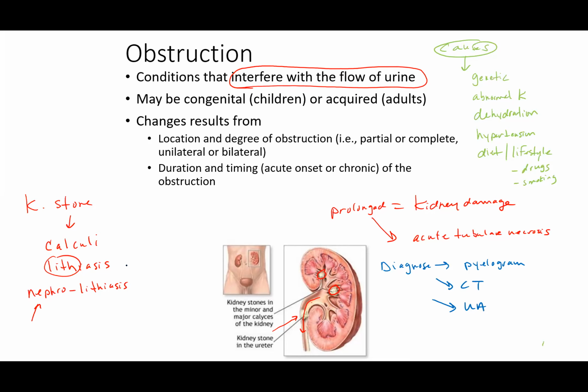For kidney stones, typically if it's less than 5 millimeters, it will pass. A 5 to 7 millimeter size stone, it's 50-50 if it passes or not. And greater than 7 millimeter is usually surgery. The stone is usually calcium oxalate.